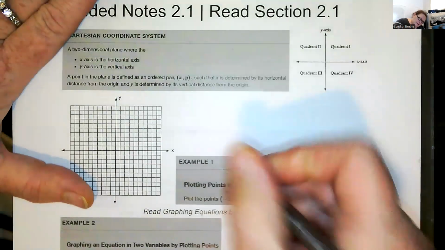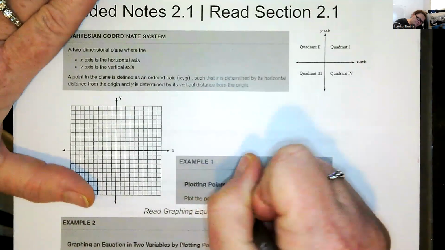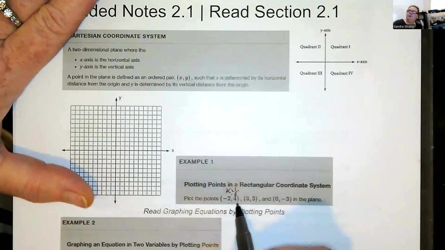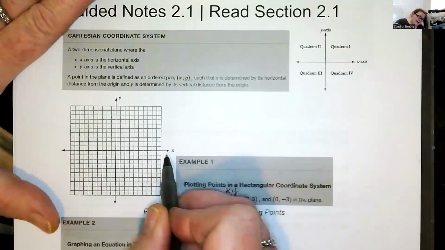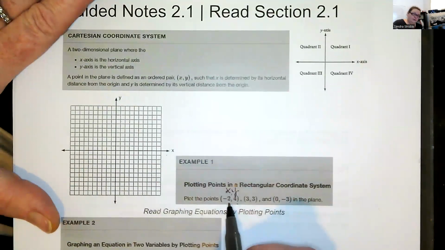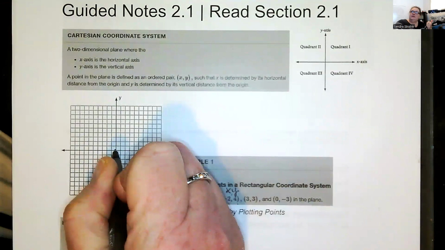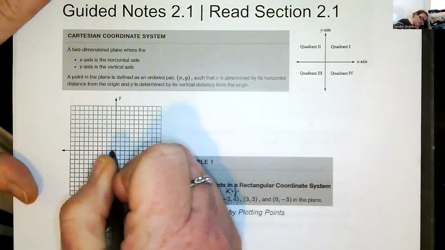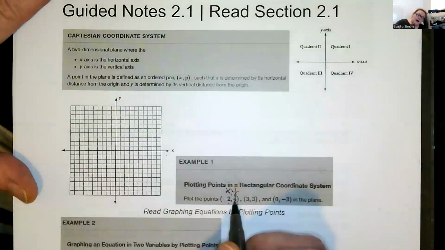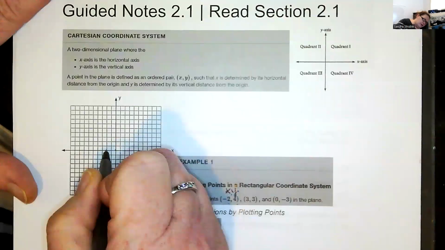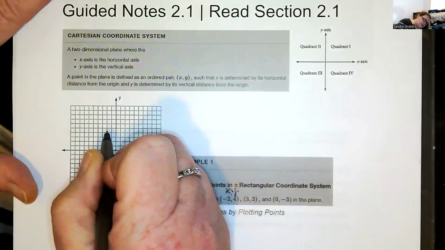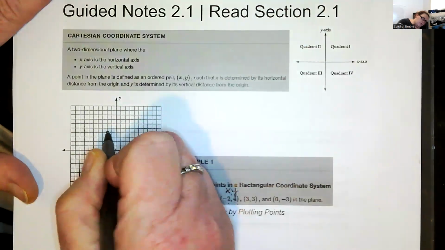All right, x and y. So (-2, 4). Looking at the x-axis, it's a -2. So from the origin, we're going to go to the left. We're going to dance to the left 2 places. 1, 2. And then we're going to go up because the 4 is positive, 4 places. So 1, 2, and then 1, 2, 3, 4. There is our point for that.